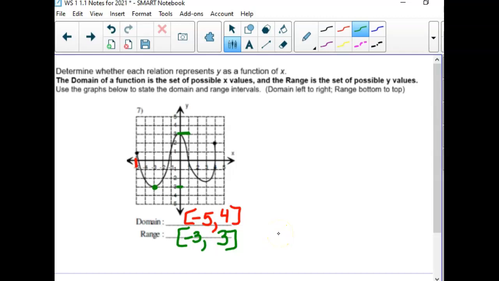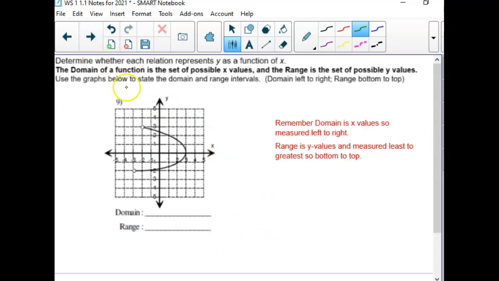How do you feel about that one? Okay. All right. Be careful. Anybody want to try this one?